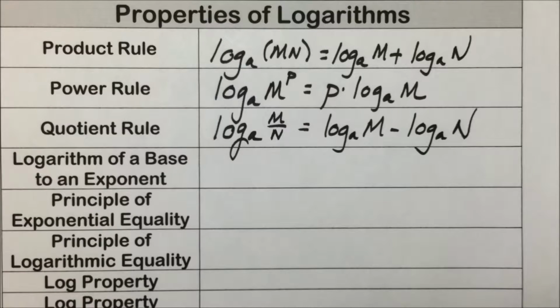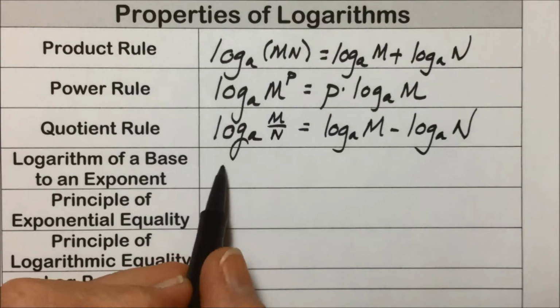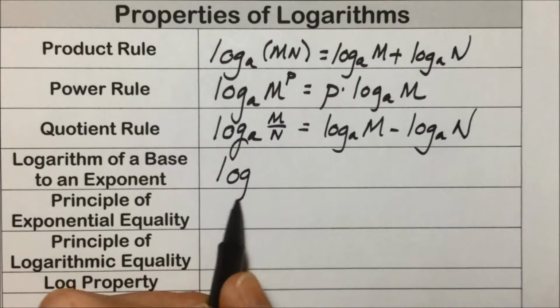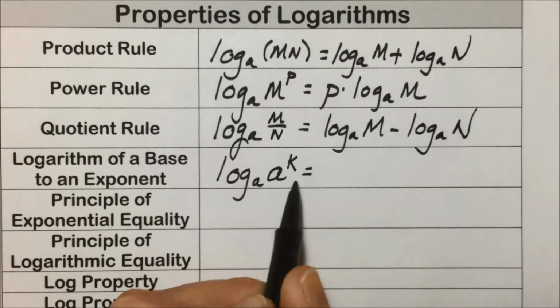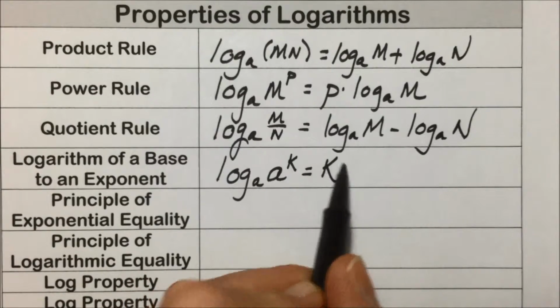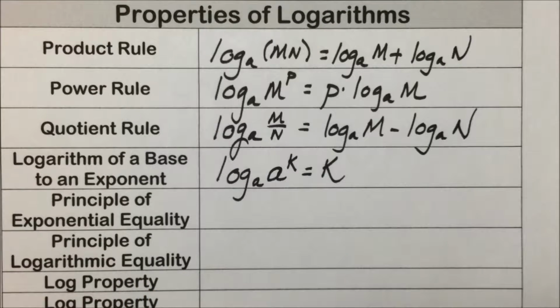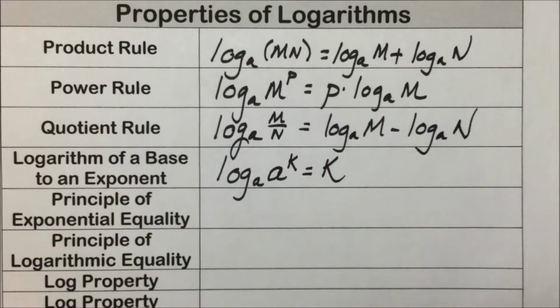The logarithm of a base to an exponent is the following. If we have log base a of a to the k, and we saw this earlier when we defined logarithms, it is equal to k. And this follows directly from that definition, as I said. Some other properties that we skirted around without formally identifying them by name in the last section are the following.